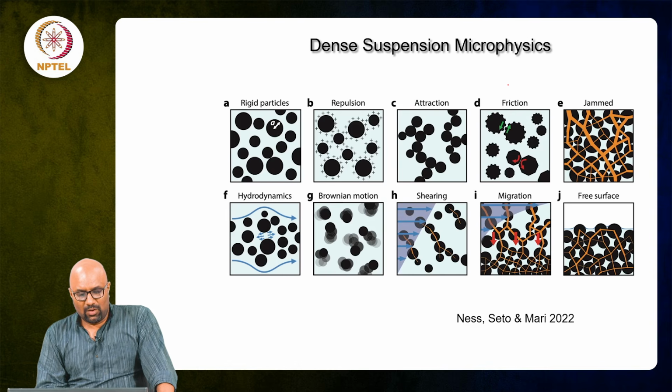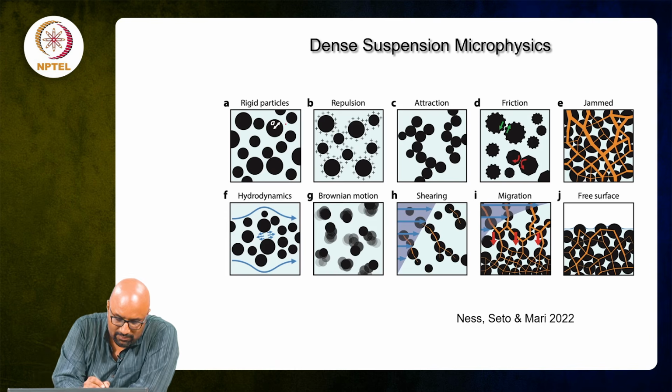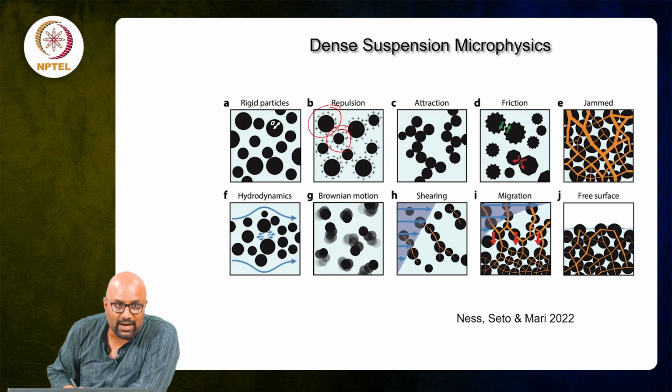Now, when volume fraction is included in the problem, the previous picture was the single particle description. When the volume fraction is non-zero, you have to account for particle interactions, and particle interactions can occur in different ways. You can think of just the rigid particle interaction, or if the particles were charged, then there is a repulsive interaction that can happen because of the charge present on the particle.